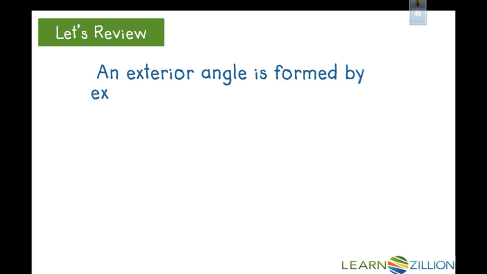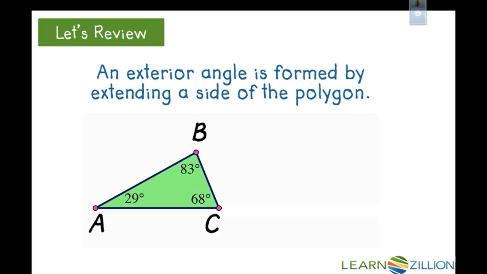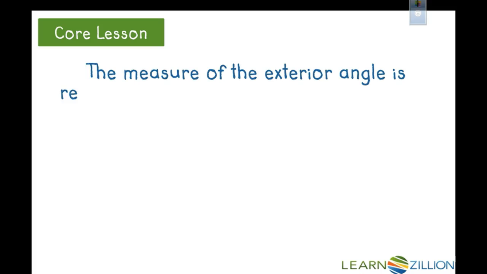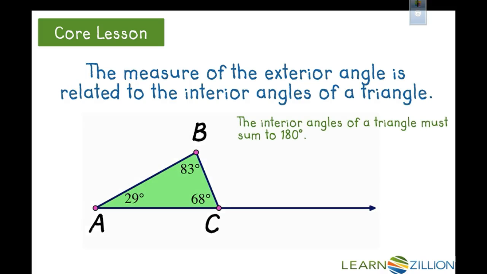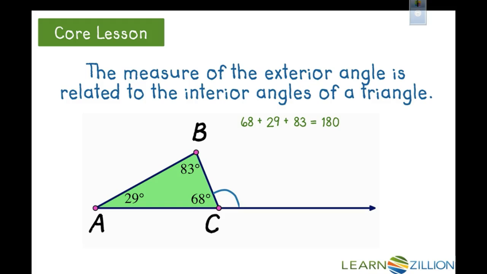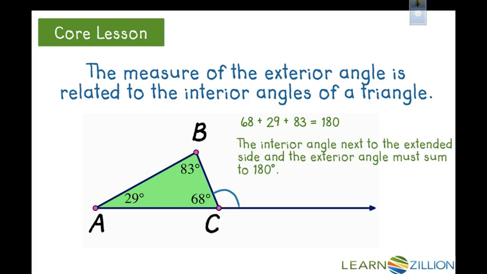An exterior angle is formed by extending a side of a polygon. The measure of the exterior angle is related to the interior angles of a triangle. Let's see why. We already know that the interior angles of the triangle must sum to 180 degrees. We also know that since the interior angle at point C forms a straight line with its extension, the interior angle next to the extended side and the exterior angle must sum to 180 degrees.